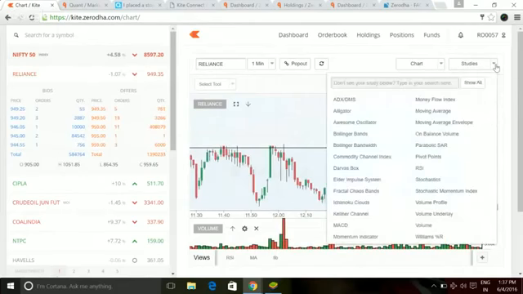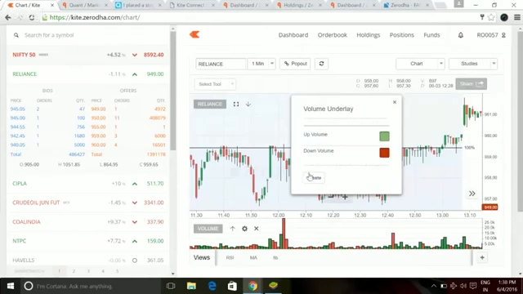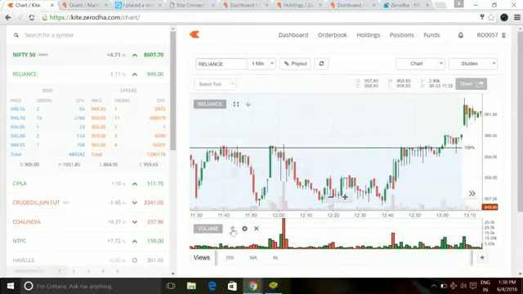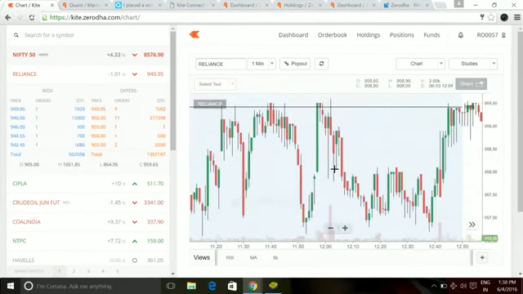You can also do one more thing. You can search for volume. There is something called a volume underlay. If you create this, the volume gets laid within the chart. I can close this now, and as you can see, there is an underlay of the volume candles within the chart. It's sometimes more convenient to look at the underlay.